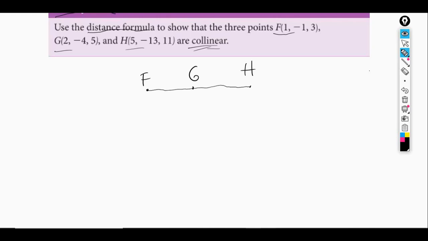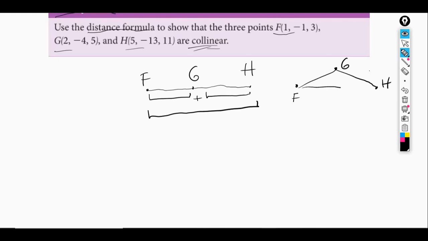In order to prove this, if 3 points are collinear, that means that if I find FG and add it to GH, it should equal the full distance from F to H. Now that is logical. Just imagine if they were not collinear. If they were not collinear, then let's say this is point F, this is point G, and this is point H. Then the points would form a triangle. Then obviously this distance plus this distance would be more than FH.